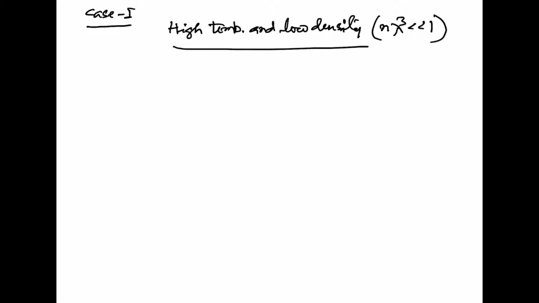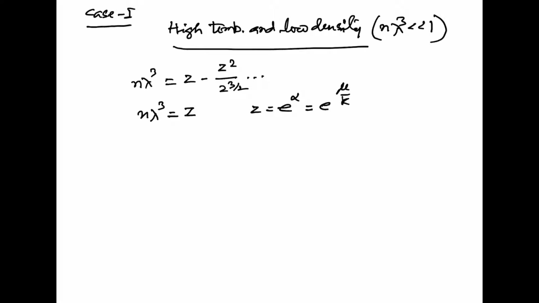So for small z, we have already shown that n lambda cube is equal to z minus z square divided by 2 to the power 3 by 2 and so on. We have seen that if you take up to first term only, n lambda cube becomes equal to z, but z is e to the power alpha and alpha is mu by kT, so that is e to the power mu by kT.